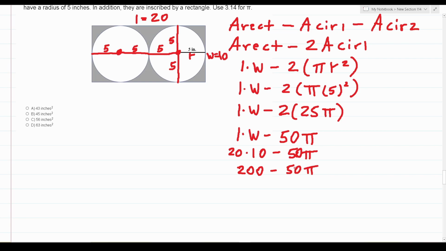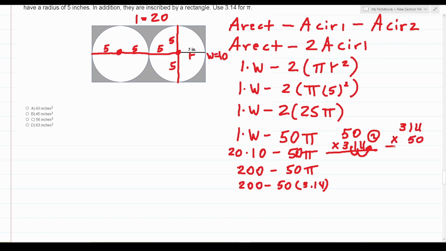Now we have to figure out what 50 pi is. Again, according to the problem, we're going to approximate pi with 3.14, so this becomes 200 minus 50 times 3.14. And I'm going to work that off to the side so as not to make any mistakes. We have 50 times 3.14. So what we want to do is take this decimal in 3.14 and shift it 2 times to the right, such that this becomes 314 times 50. And once we work this out, we're going to take our 2 decimals that we moved to the right here and shift them back to the left.